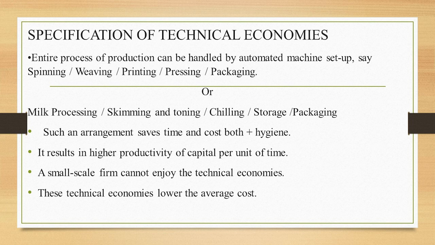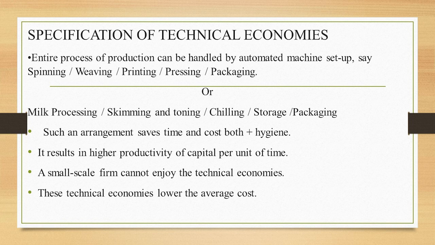Then if you take these technical economies, we get to know that these advantages are available to us in terms of different processes of production. Say in the case of a cotton mill, there can be spinning, weaving, printing, pressing, packaging. All these steps can be automated. But these steps cannot be automated if the output is at a lower level.